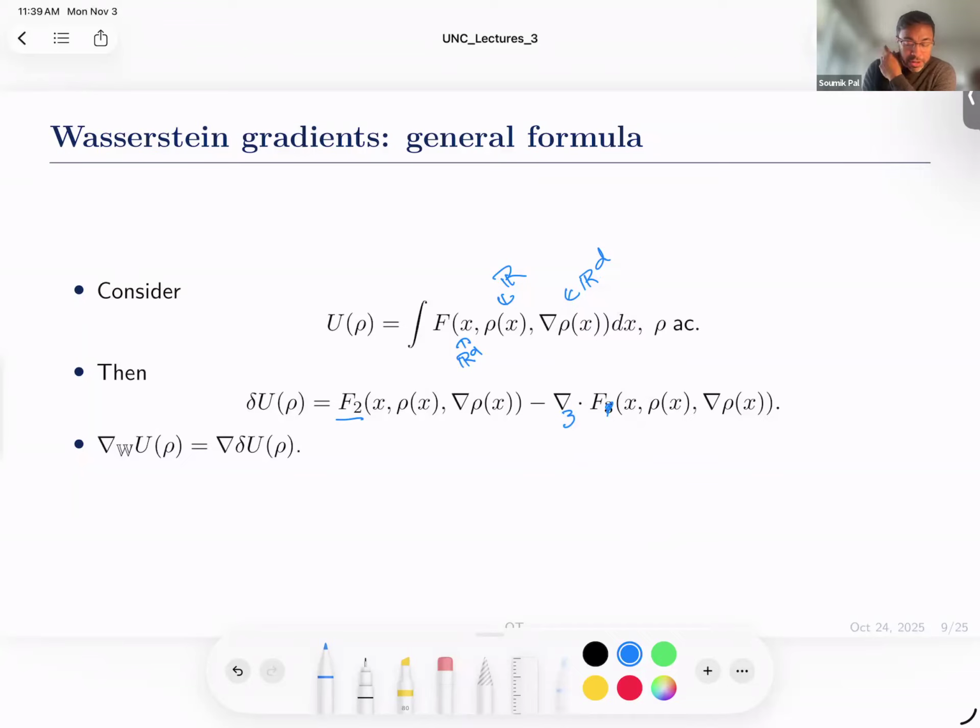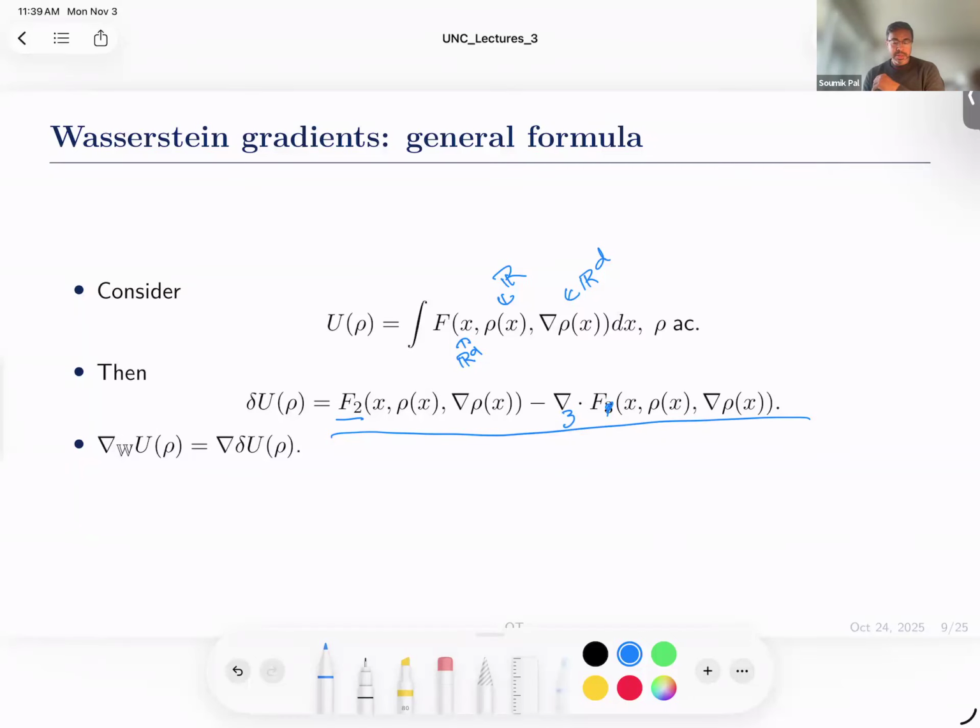So you calculate the partial divergence with respect to the third argument while keeping both the first and second arguments the same. And this is again a scalar. That's your first variation. So what is the Wasserstein gradient? It's the gradient of the first variation, so the gradient of this entire quantity on the right-hand side.